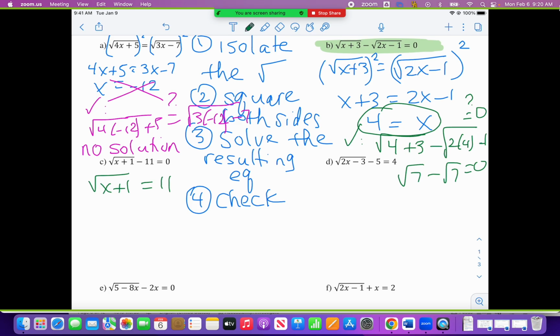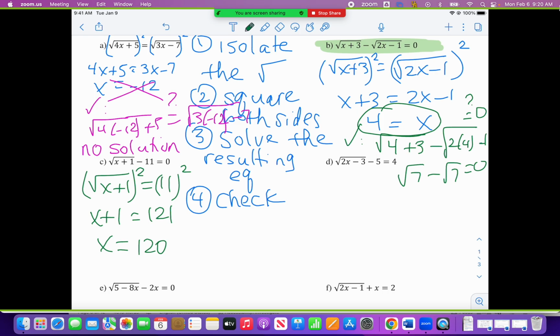All right, Sarah, what is step 2? Square both sides. So a square root and a square cancel. 11 times 11 is 121. X is 120.